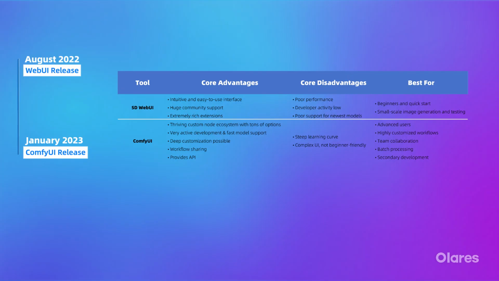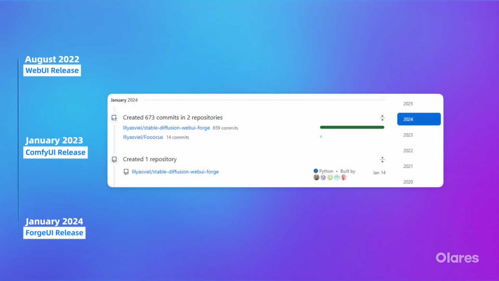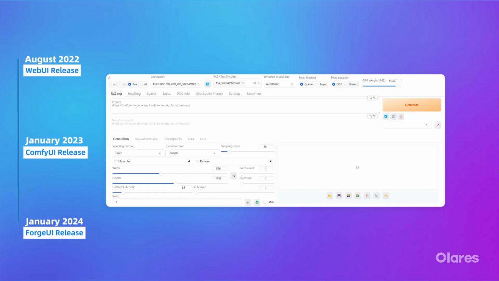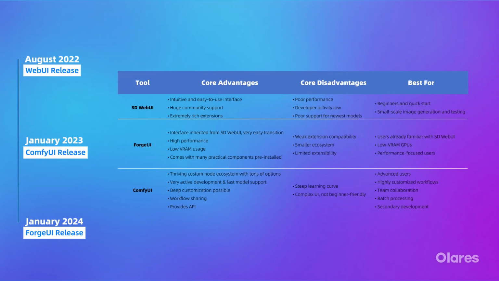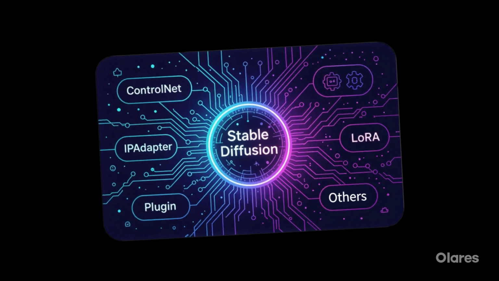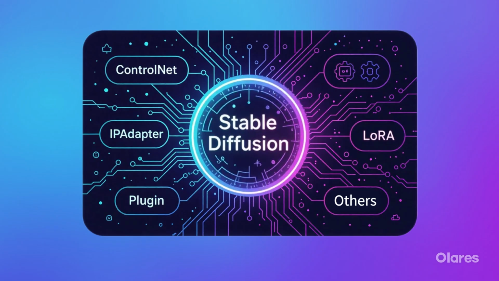In January 2024, lllyasviel built Stable Diffusion Web UI Forge based on SD Web UI. It inherits the clean UI, requires less VRAM, and delivers better performance. However, the ecosystem is smaller, and some plugins lack compatibility, so it suits users who prioritize a simple interface but want performance and memory optimization. Around these open-source models and platforms, the community has also developed a series of tools and technologies such as ControlNet, IP Adapter, LoRA, and plugins offering various functionalities. Together, they form the Stable Diffusion ecosystem that we will be exploring in this course.